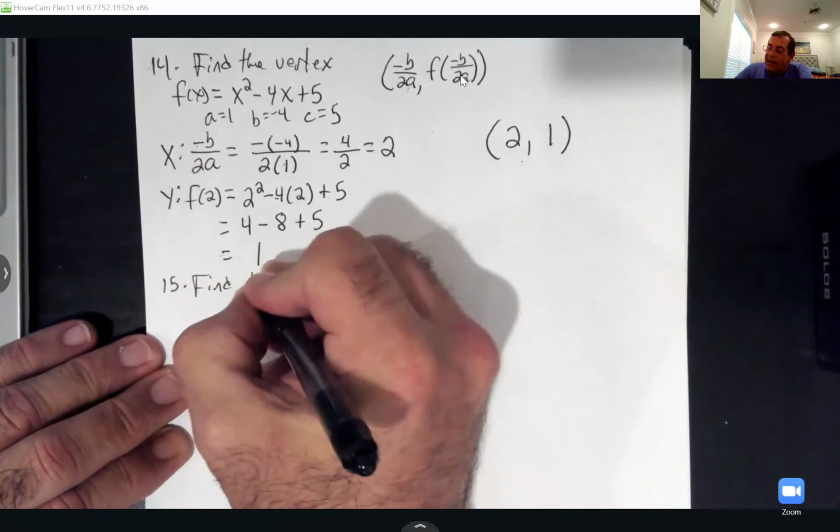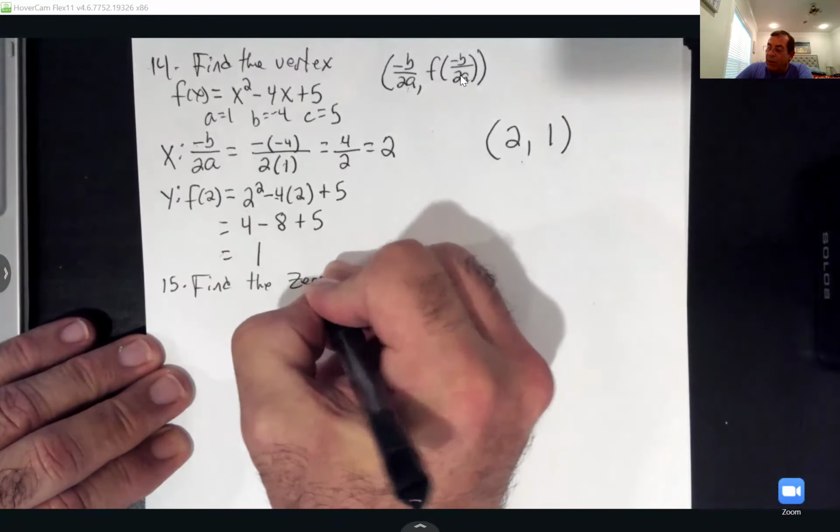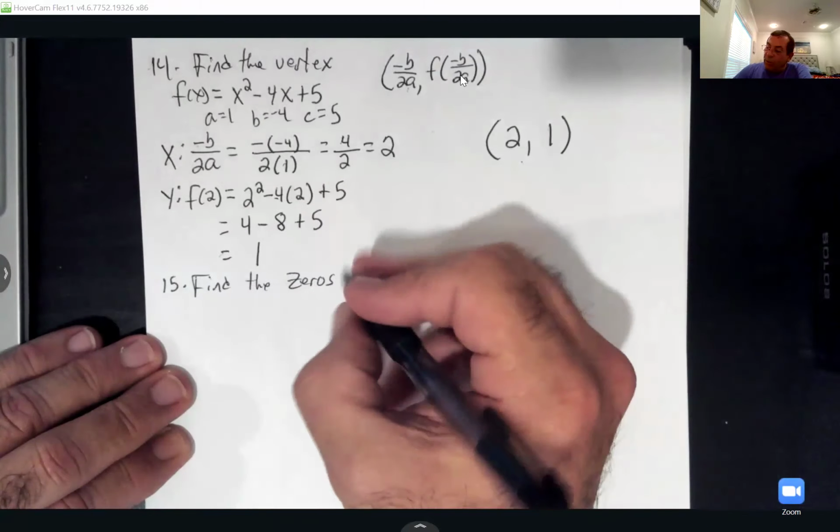All right, find the zeros and multiplicity.